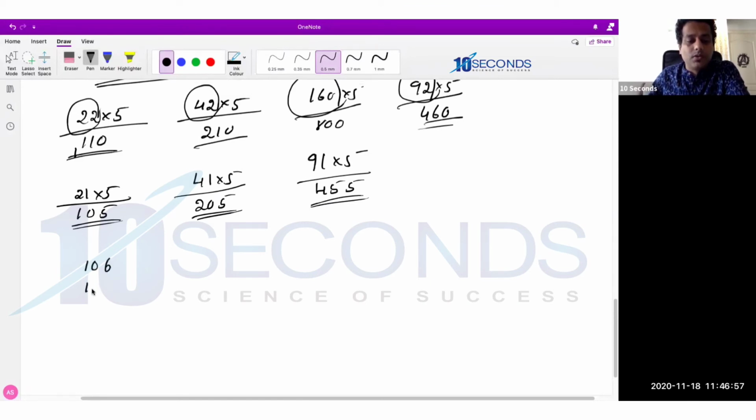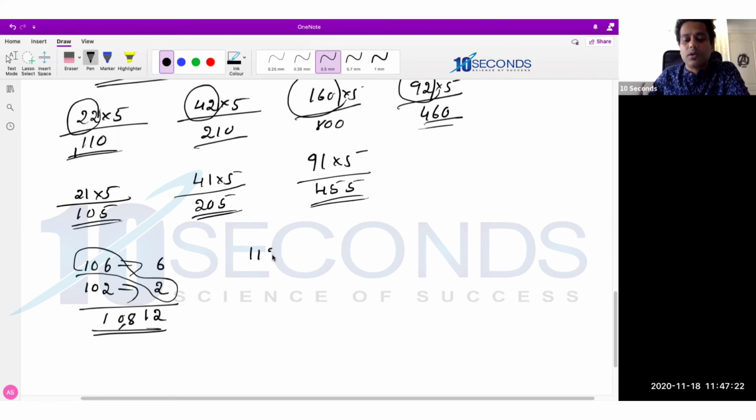106 into 102. Let me take two simple numbers to start with. 6 more than 100, 2 more than 100. 6 into 2 is what? 12. 106 plus 2 or 102 plus 6. Either way same, right? Cross addition. It's 108. So 10,812.